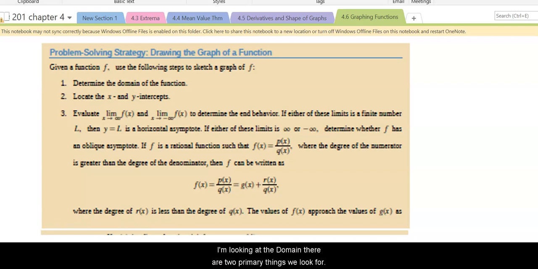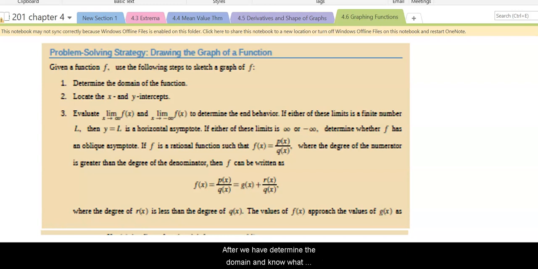When looking at the domain, there are two primary things we look for: no zero in the denominator of a fraction and no negative under an even radical. These are the two primary ways that we can have a restriction on the domain. However, they are not the only ones. For example, natural log carries its own natural restriction on the domain. The domain of natural log's argument must be open 0 to positive infinity. That's not the restriction on x, that's the restriction on the entire argument to the natural log, which may be x, but may be some expression containing x.